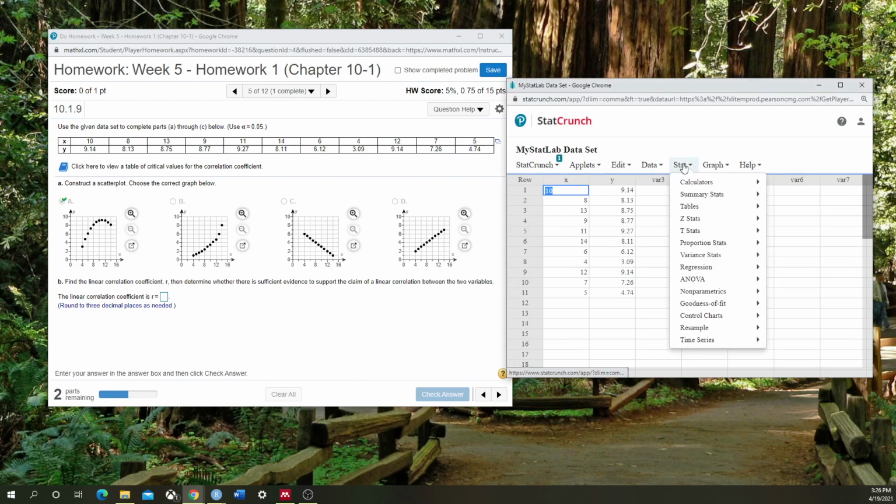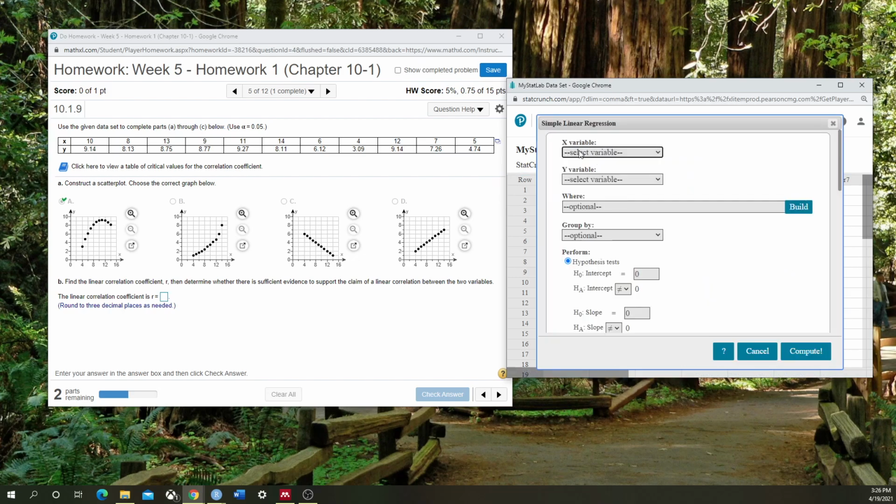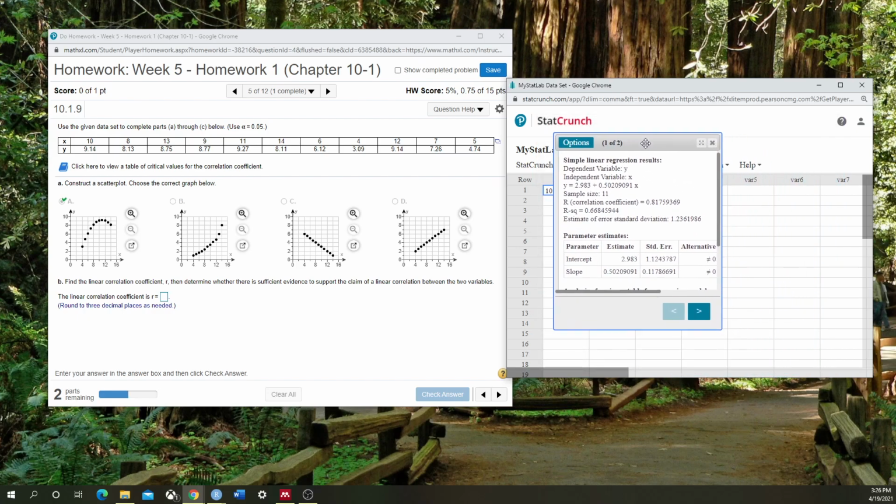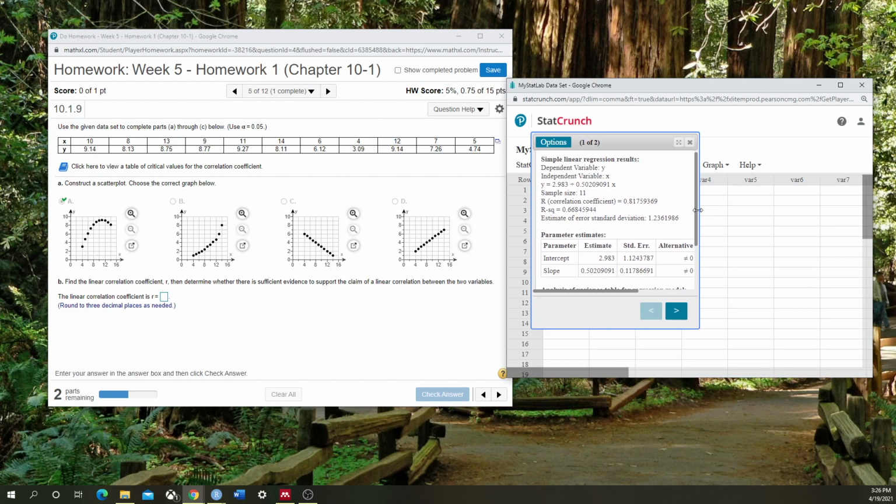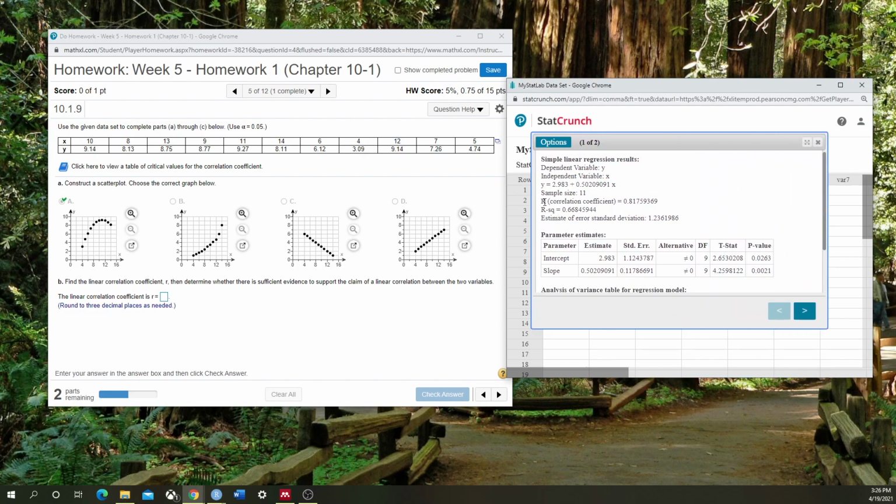Okay, so now I am going to go to Stat. I am going to go to, not nonparametrics, Regression. I can still do simple linear, I believe. So this is still going to give us rho. All right, here it is. So this is called simple linear regression, but simple linear regression and correlation between two variables is still going to give us the same results.